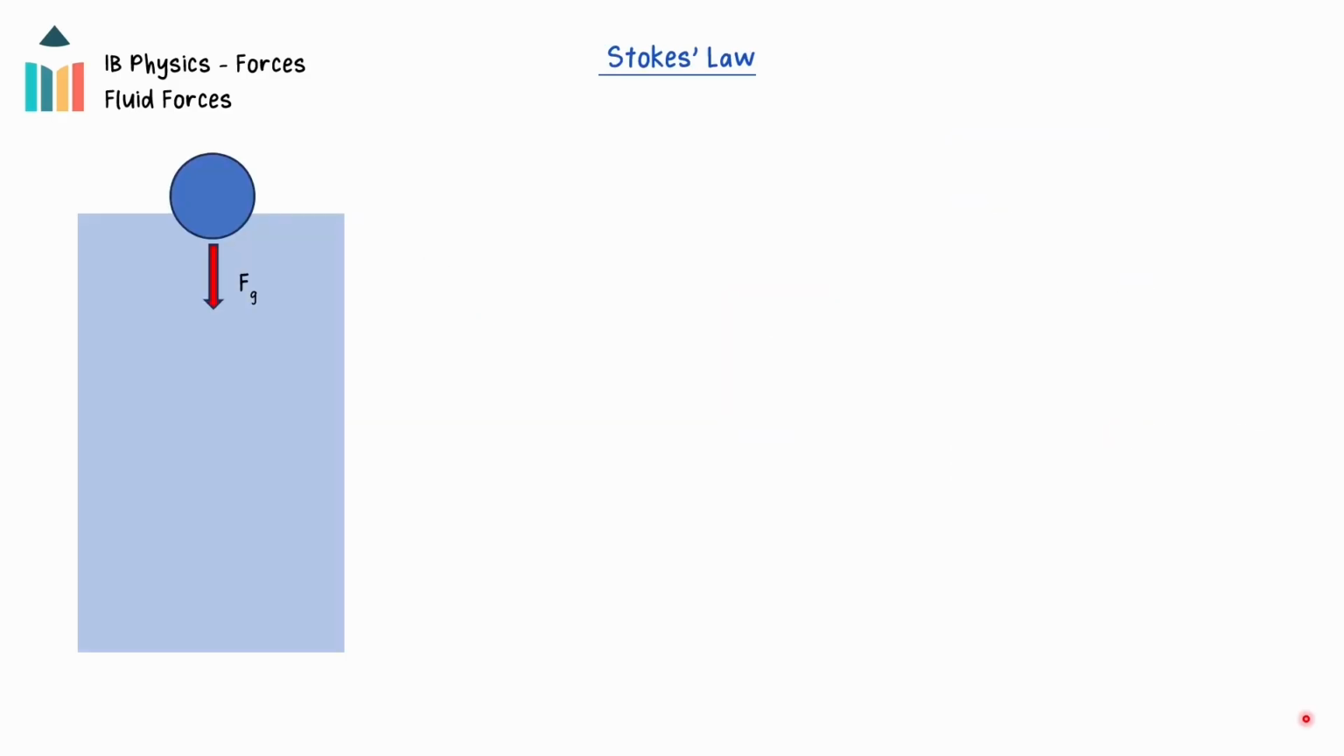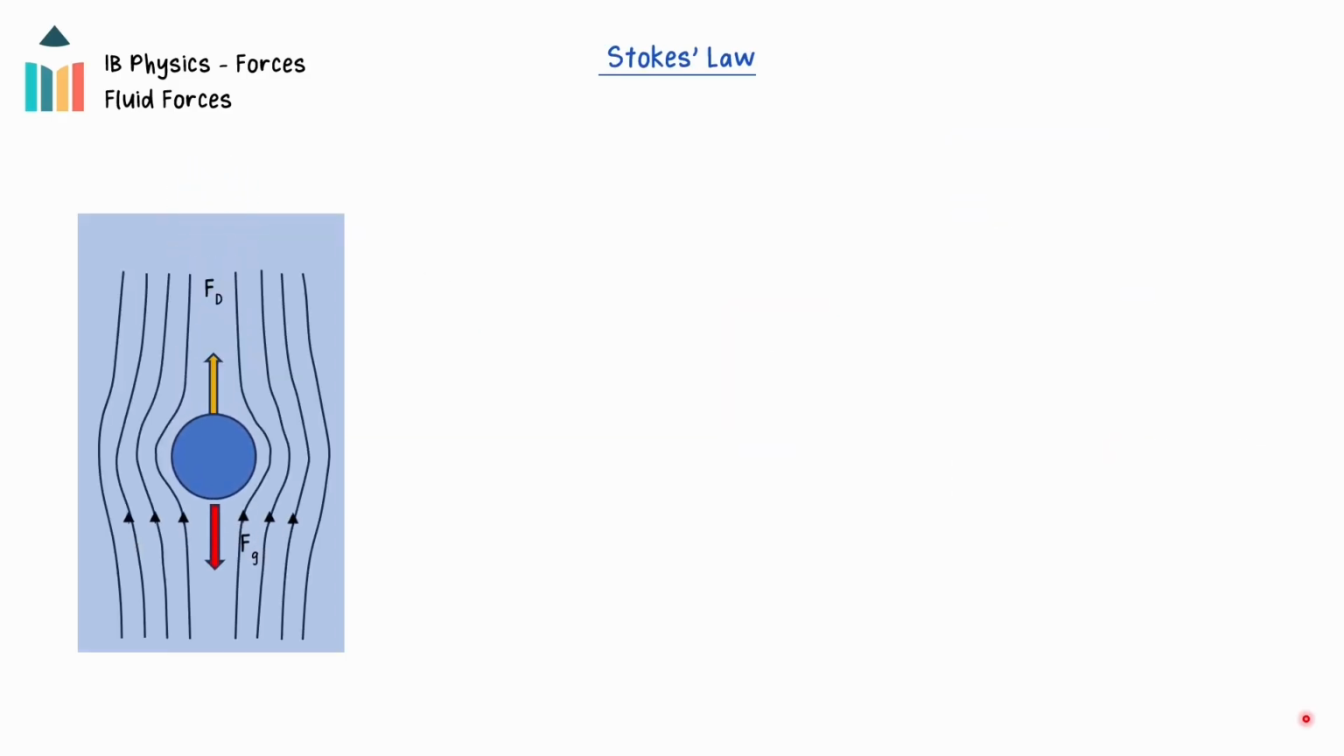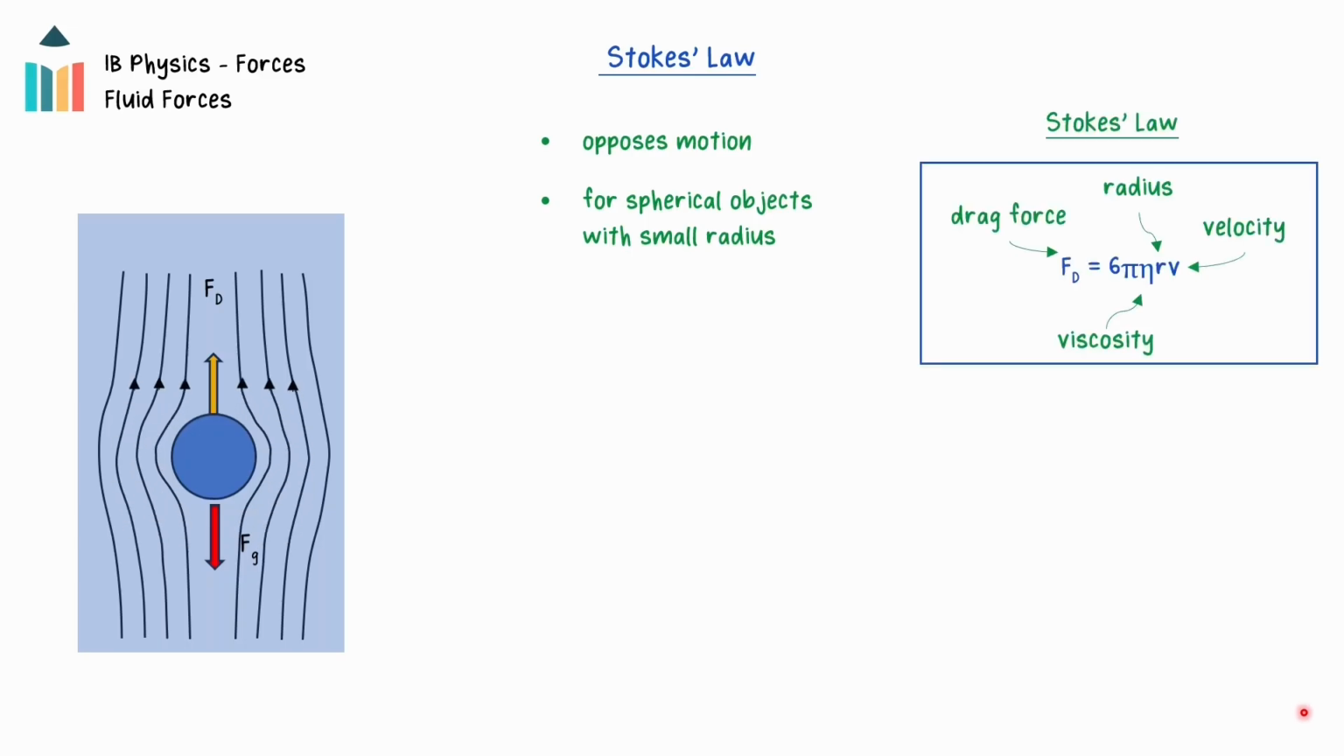When an object moves through a medium, the medium is forced to flow around the object, exerting a frictional drag force on the object. The drag force opposes the motion of an object through the medium. The fluid dynamics of this situation are complex, but Stokes' Law gives an equation that can be applied to a spherical object with a small radius moving through the fluid. According to Stokes' Law, the drag force acting on a sphere moving through a liquid medium is equal to 6 pi times the viscosity of the fluid times the radius of the sphere times the velocity of the sphere.